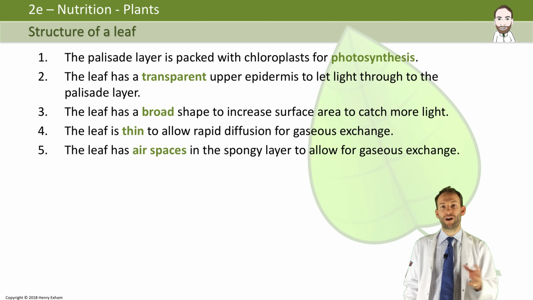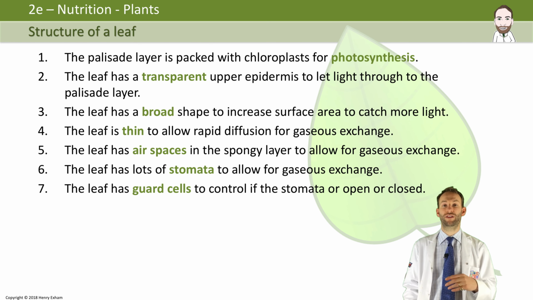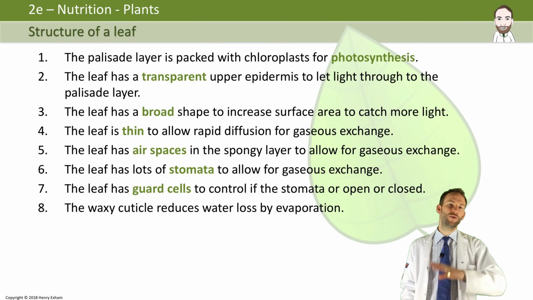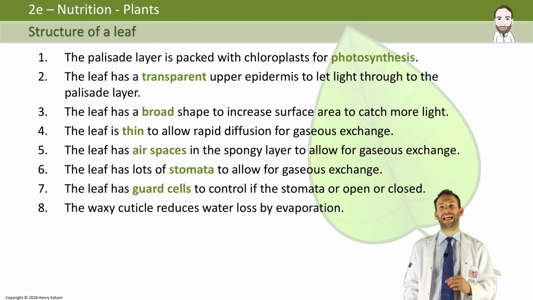The leaf has all these stomata for gas exchange, and the guard cells can actually control whether those stomata are open or closed. And the waxy cuticle layer stops too much water being lost by evaporation. All these things, all these 8 points, mean that the leaf is perfectly adapted to carry out photosynthesis.